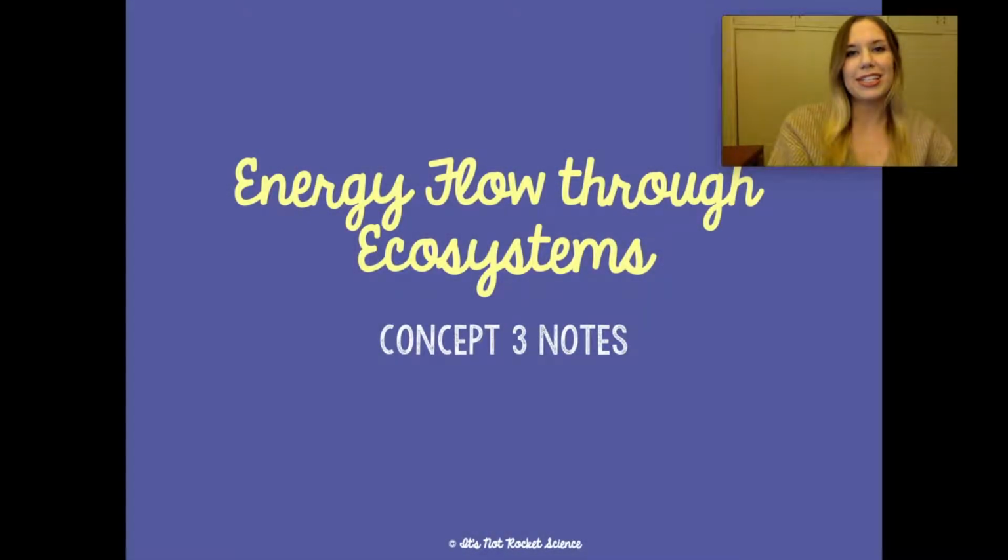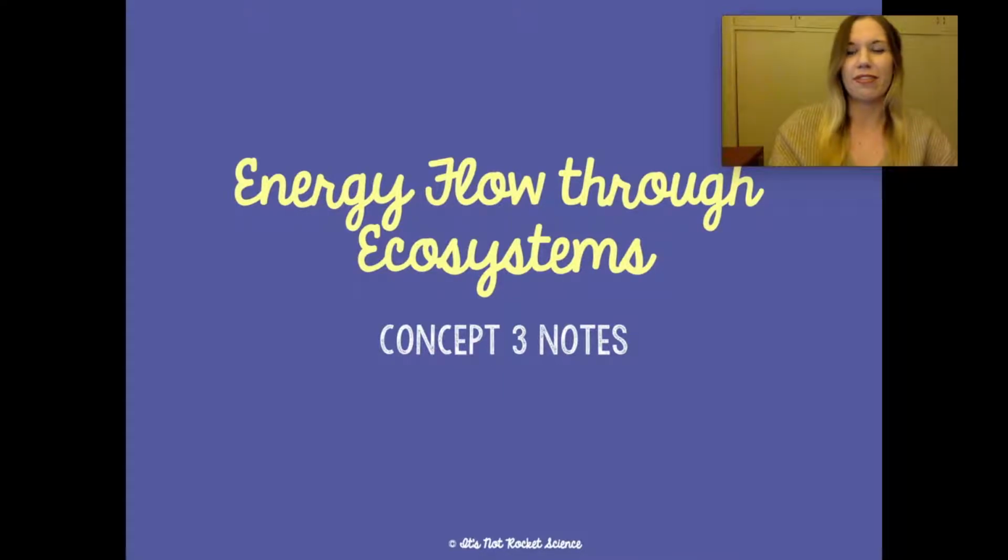All right, so this is concept 3, energy flow through ecosystems of our unit 3 energy flow unit. In this concept, we're going to be looking at big picture energy flow. And then in concepts 4 and 5, we're going to zoom in a little bit and look at two processes, photosynthesis and cellular respiration, and look at how those two processes help in this whole system of energy flow.